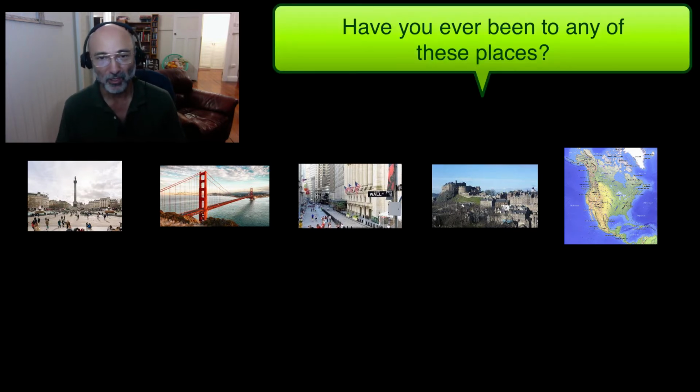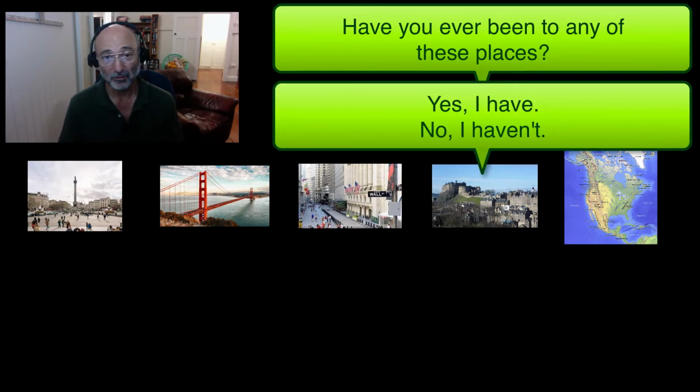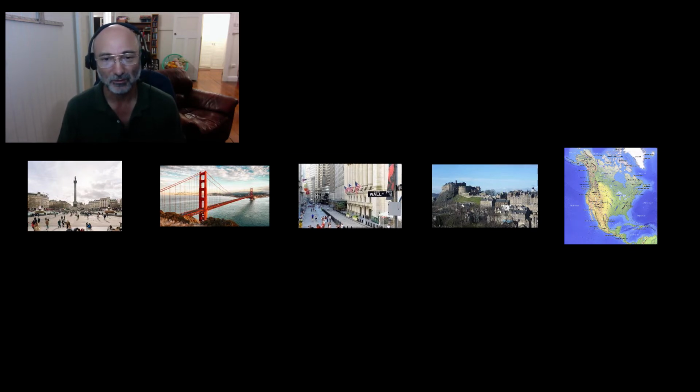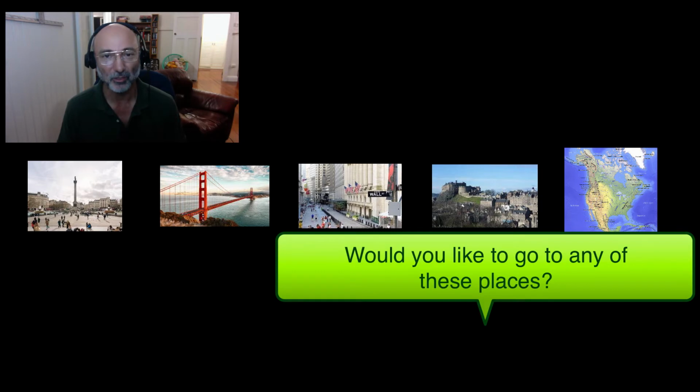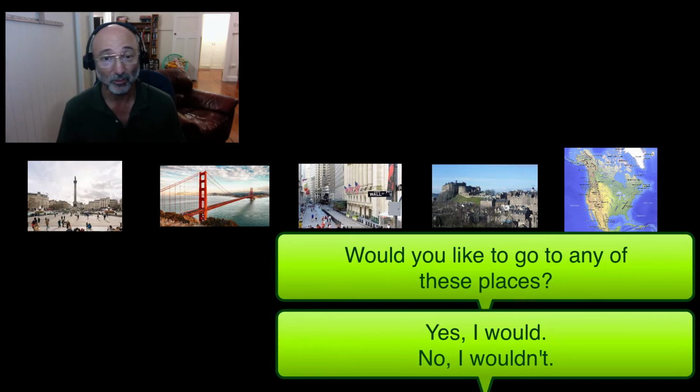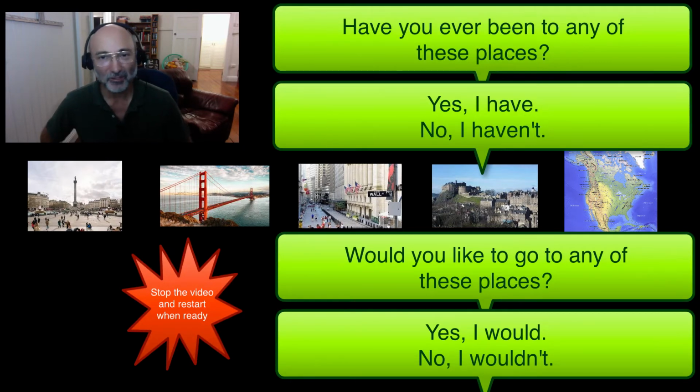Have you ever been to any of these places? Yes, I have. No, I haven't. Would you like to go to any of these places? Yes, I would. No, I wouldn't. Practice these questions and answers with a partner for these 5 places.